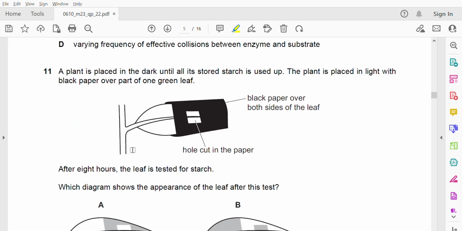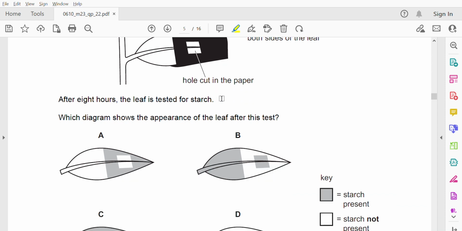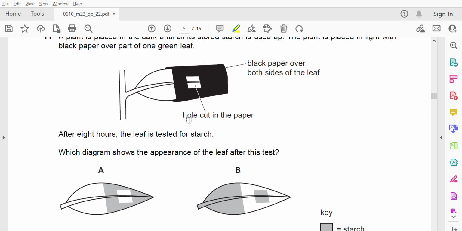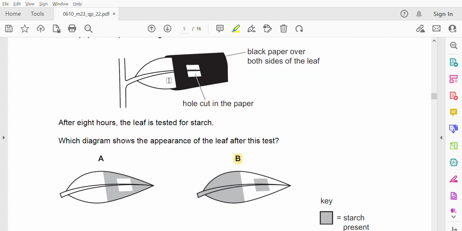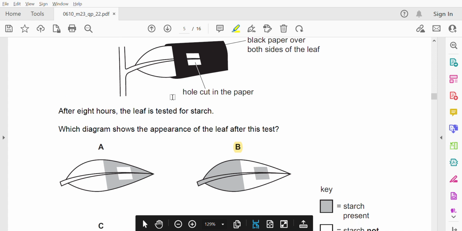11. A plant is placed in the dark until all its stored starch is used up. The plant is placed in light with black paper over part of one green leaf. After 8 hours, the leaf is tested for starch. Which diagram shows the appearance of the leaf after this test? In this case, the correct answer is going to be B, because these are the areas which are not covered by the black paper.